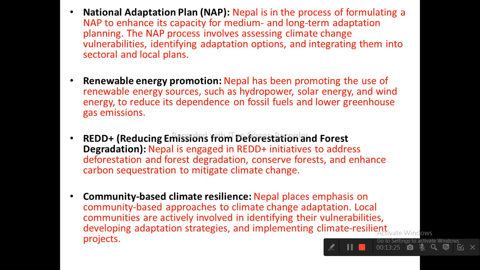Next one is community-based climate resilience. Nepal places emphasis on the community-based approach to climate change adaptation. Local communities are actively involved in identifying their vulnerabilities, developing adaptation strategy, and implementing climate resilient projects.